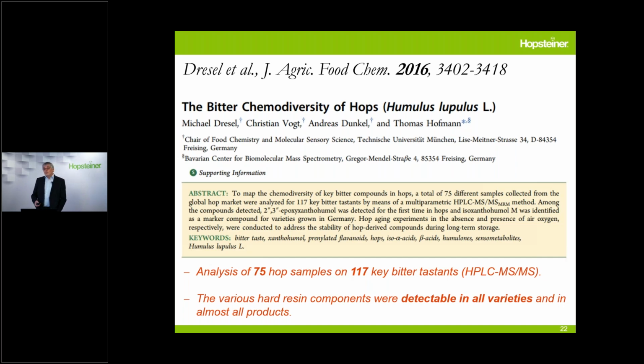But Dresel gave an answer also to most of these questions, because one year later, there was another paper in the Journal of Agriculture and Food Chemistry. He analyzed 75 hop samples for 117 key bitter tastants by HPLC MS-MS. So not only the hard resin key bitter tastants, but also iso-alpha acids, residual alpha acids, beta acids, and degradation products or conformation products during wort boiling were analyzed. And for us, the important message is that the various hard resin components were detectable in all varieties and in almost all hop products.